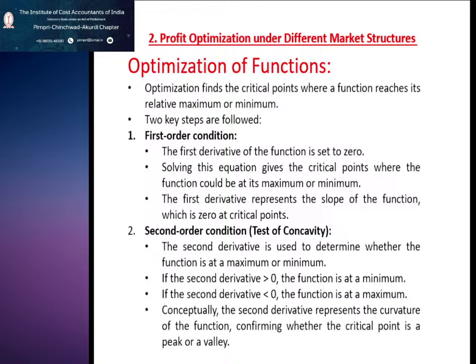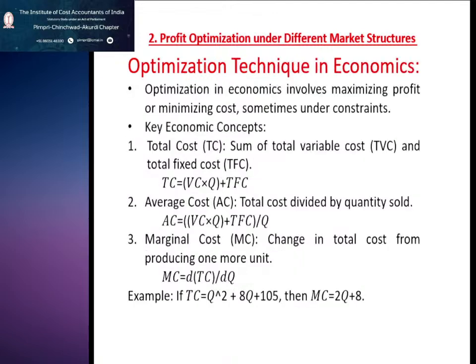The second derivative is used to determine whether the function is at a maximum or minimum. If the second derivative is more than 0, the function is at a minimum, and if the second derivative is less than 0, the function is at a maximum. Conceptually, the second derivative represents the curvature of the function, confirming whether the critical point is a peak or a trough. So these are the two steps that are followed for optimization of functions.